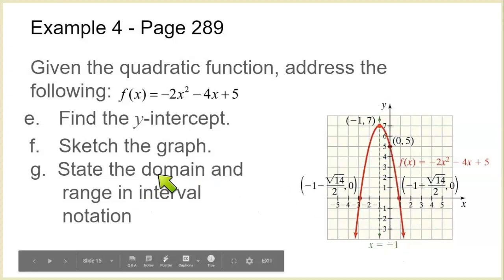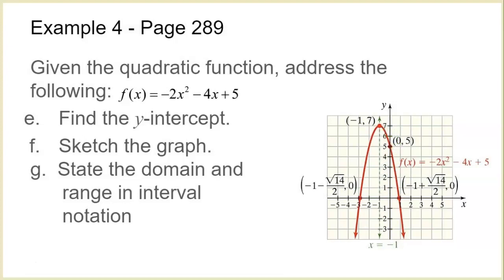And then our domain and range, that's something that we should be able to state. Again, domain, all real numbers, because as the graph continues to go downward, it stretches in both directions along the x-axis. And then for my range, the highest point is 7, and then every other value is below that. So from negative infinity all the way to 7, with 7 being included. So we should be able to state that.